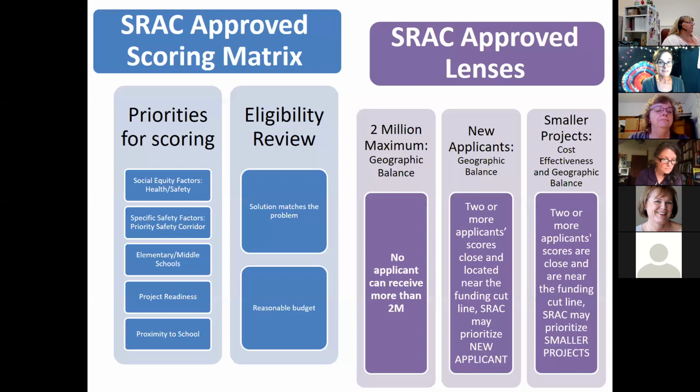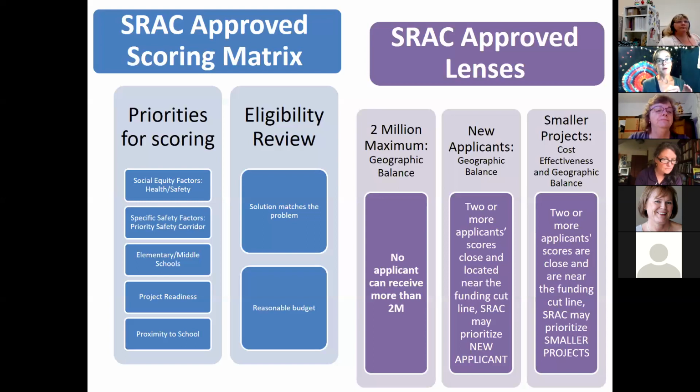The other 2 lenses actually are more like tiebreaker lenses, and they also have to do with geographic balance. One is that if 2 projects are right on the cut line and they score about the same amount, then the SRAC may prioritize the new applicant versus an applicant who currently has a Safe Routes to School grant and really is just in the middle of that grant. They're not about to wrap it up.